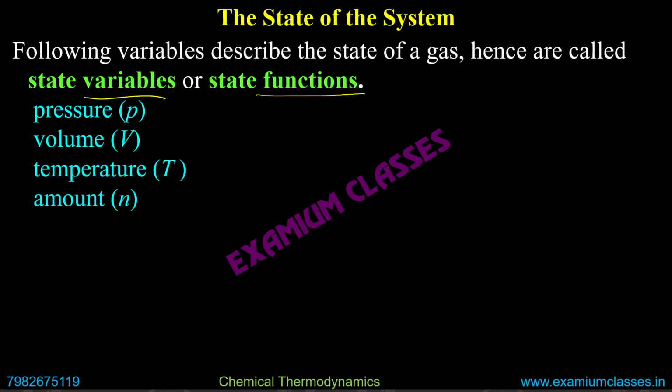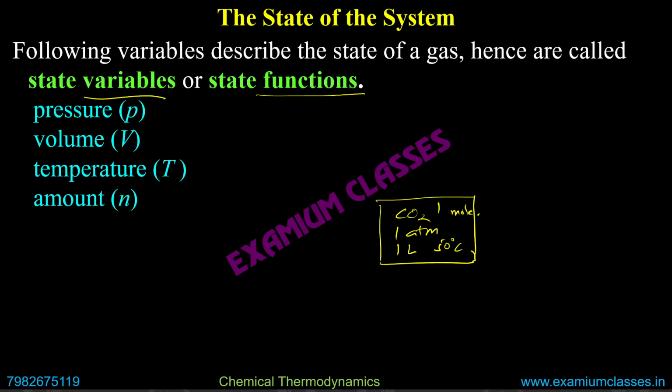So how to understand it? Suppose I have carbon dioxide gas, and I have pressure 1 atm, volume say 1 liter, temperature say 50 degrees Celsius, amount say 1 mole. Obviously it will be in the gaseous phase here, so the state is gaseous here.